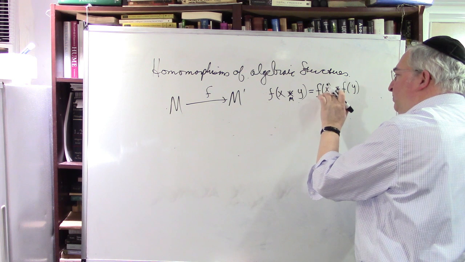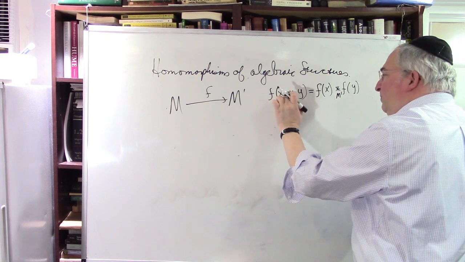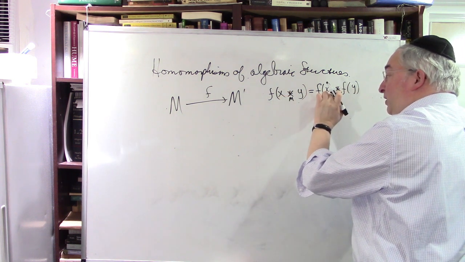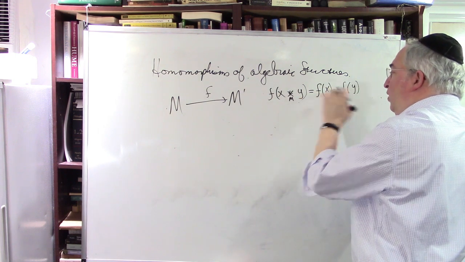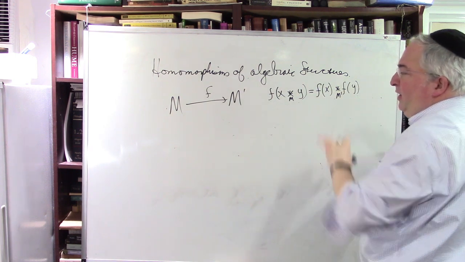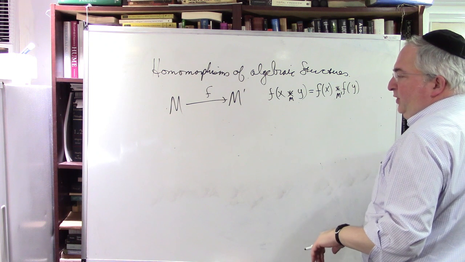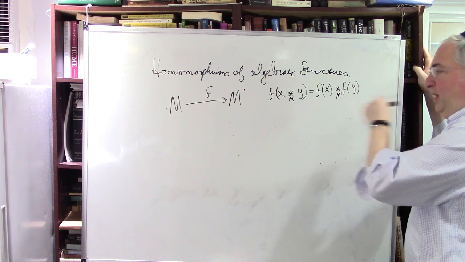And it should be the same thing as taking the image of x in M prime, taking the image of y in M prime, and then doing the operation there. That's what it's called, preserving the operations. So this is for a binary operation.